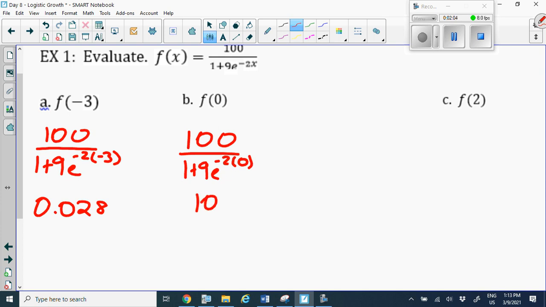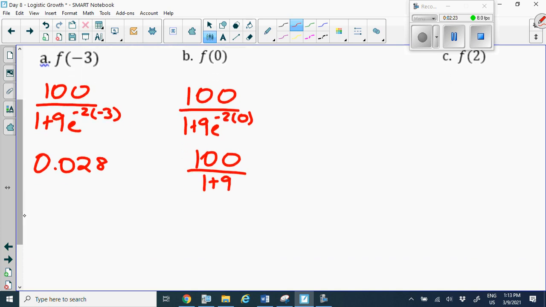Okay, so using our lovely exponent rules, remember, we do negative 2 times 0, so we have e to the 0. What happens when we have anything to the 0 power? It is 1. So when we do that, e to the 0 actually gives us 1. So in the denominator, we just get 1 plus 9. So when we evaluate that, that gives us 100 over 10. And of course, when we evaluate that, that gives us 10. And that's our answer there.